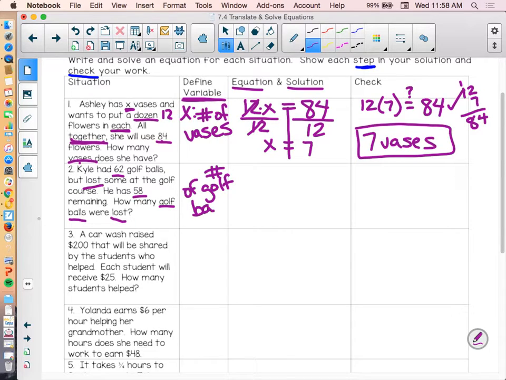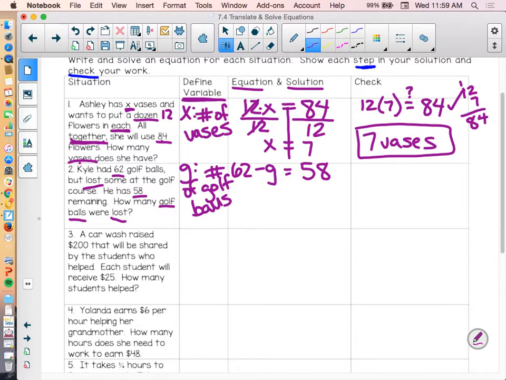I need a letter. You can't use 2 letters, only 1. So I'm going to pick G and write a colon. That is my definition of my variable. My variable is G. I need to make sure that's going to be in my equation. And I need to also make sure I have an equal sign to have it be an equation. All right, so Kyle had 62 golf balls, but lost some. So I had 62, but then I lost some. Remember, that means subtract. He has 58 remaining, equals 58.